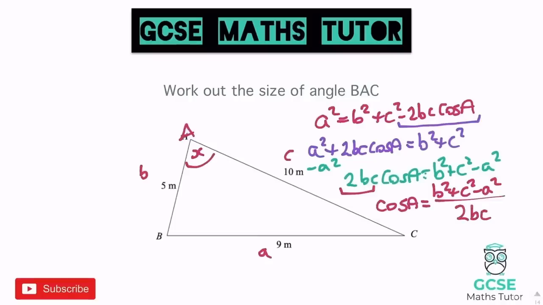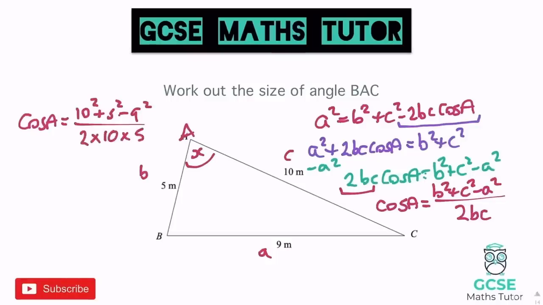You can choose to just learn that formula if you want, but that's the formula we're going to use to find an angle. So plugging in all these numbers into my formula, we'll get cos A equals b squared plus c squared, so 10 squared plus 5 squared, minus a squared, so minus 9 squared, all over 2 times b times c, so 2 times 10 times 5.